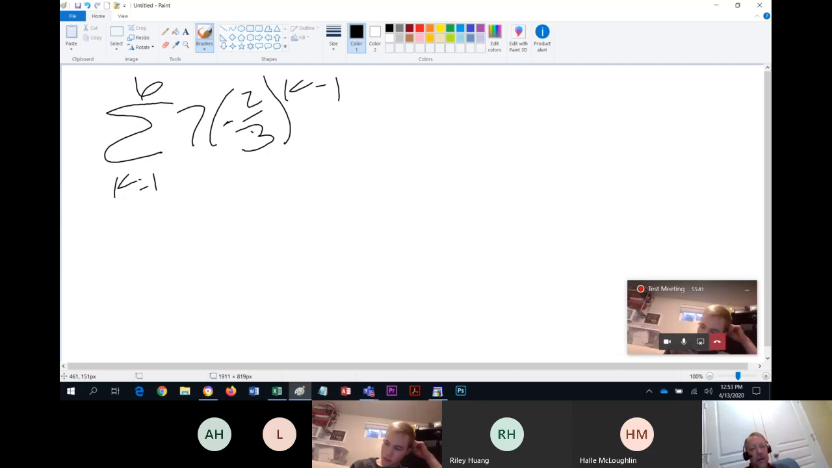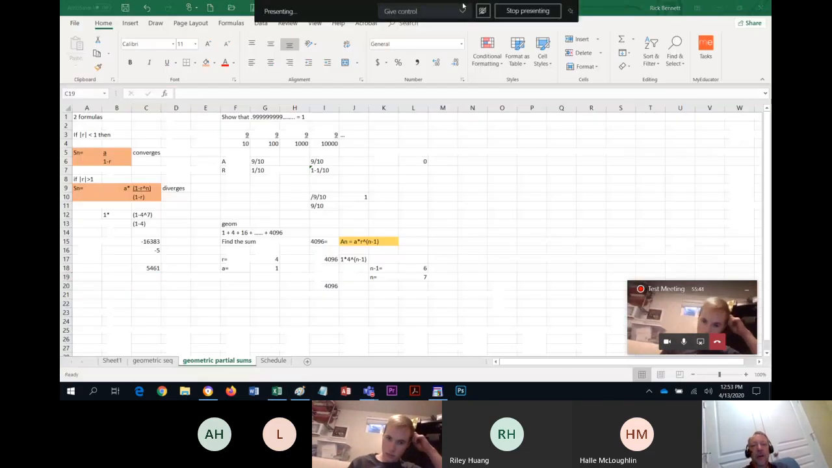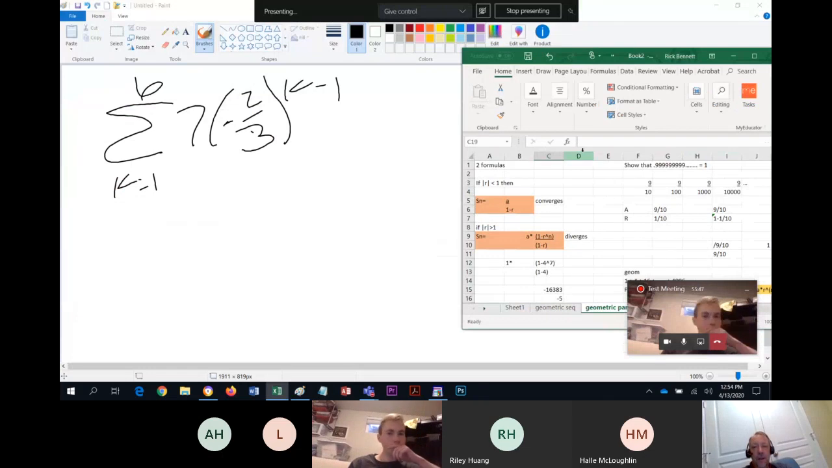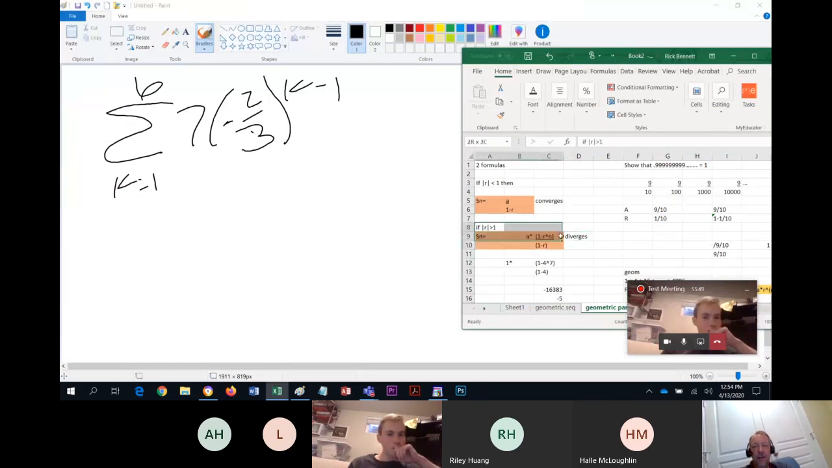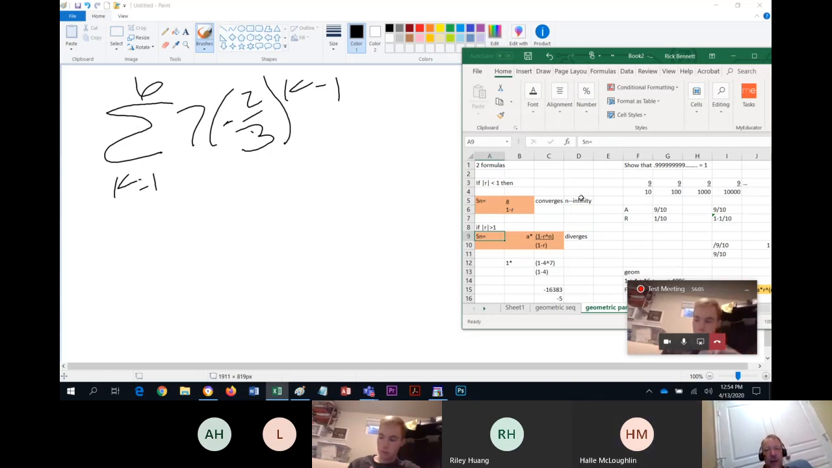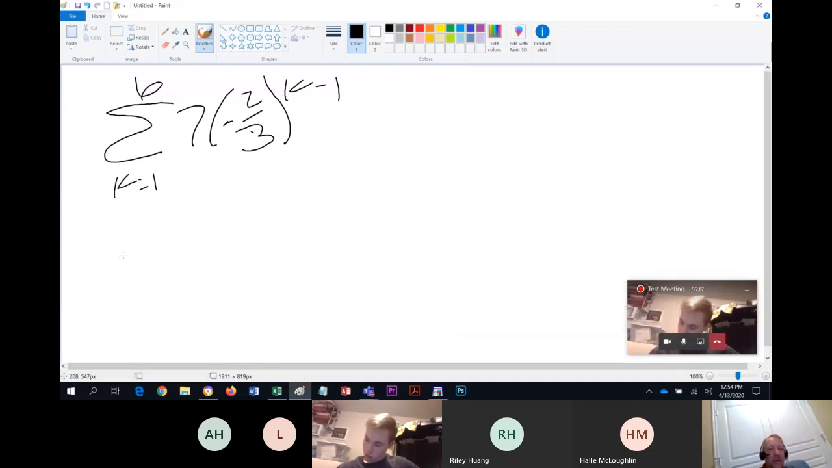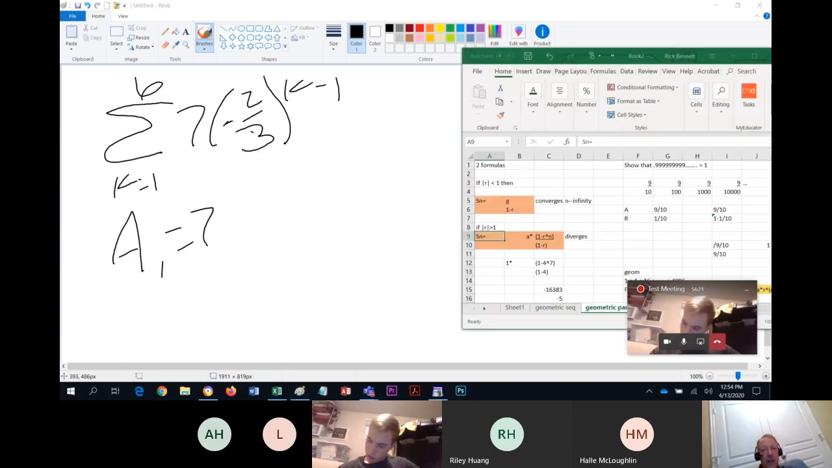Okay. So the question is, which of those two formulas should I use? I guess I should use the second formula, because in this case, we're assuming that n goes to infinity. So we're going to use the second formula here, okay? So S sub n is going to equal A. So if k is 1, the first term, 1 minus 1 is 0. So negative 2/3 to the 0 power is 1. So A sub 1 equals 7 in this case.